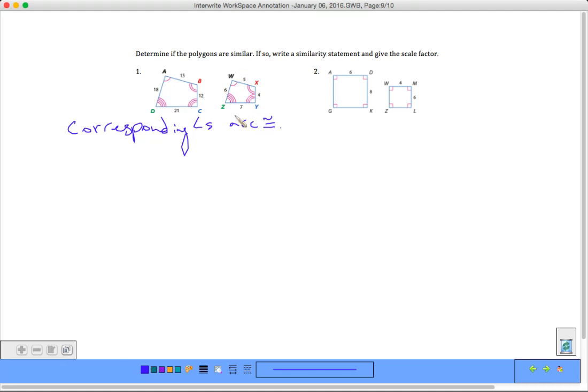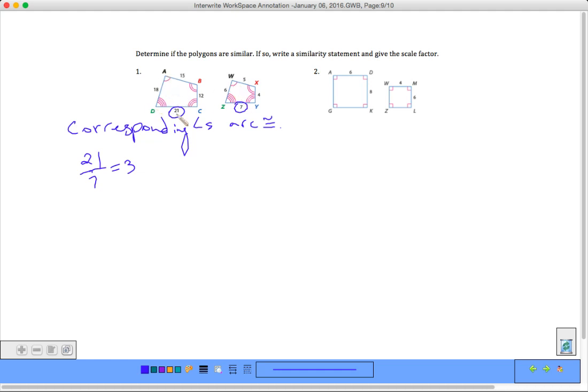So if we know that, the next thing we need to check to see is if the sides are proportional. So here I'm going to say, okay, well, this is the longest side. So is this over here the longest side? See what that is? So 21 divided by 7, that's 3. And then pick a different side.